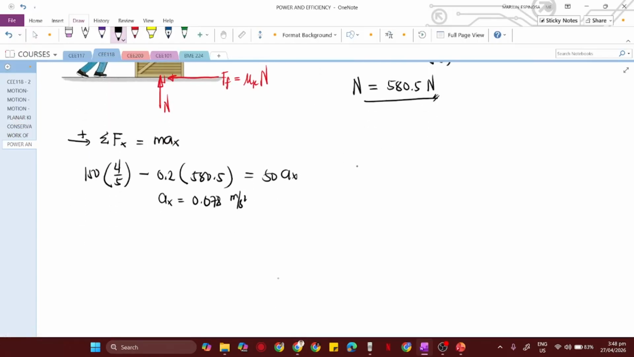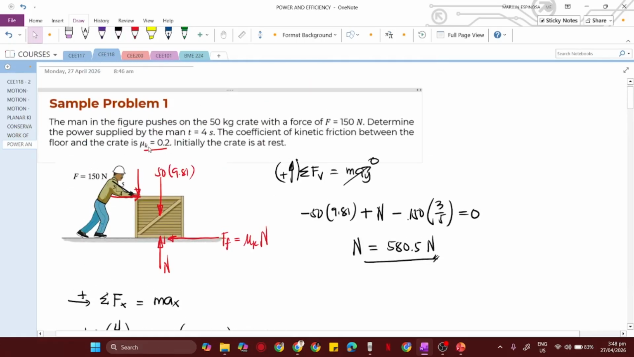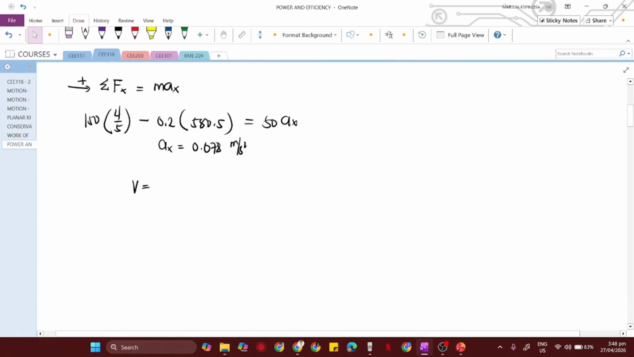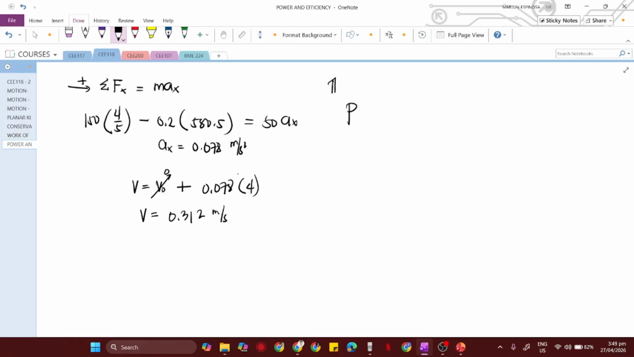Okay, so therefore, yung velocity natin, since initially at rest siya, tama ba? Okay, let's check. Oh, initially, the crate is at rest. So, velocity initial is 0. Plus acceleration, which is 0.078, then time is after 4 seconds. So therefore, yung velocity natin after 4 seconds is equivalent to 0.312 meters per second. Okay, so we now have our velocity, therefore yung power natin is equivalent to F times velocity.